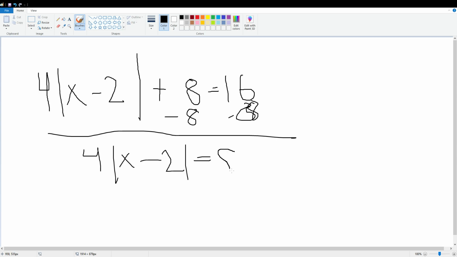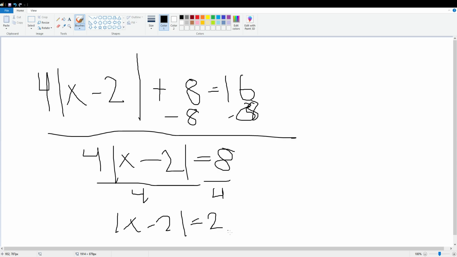equals 8. Now this is basically basic algebra until we get to the absolute value bars. Divided by 4, divided by 4. Absolute value of x minus 2 is equal to 2. Now, what do we do here? Well, we have to split this equation up into two situations because whatever is inside this absolute value bar either has to be negative 2 or 2, because the absolute value of either 2 or negative 2 will equal 2.